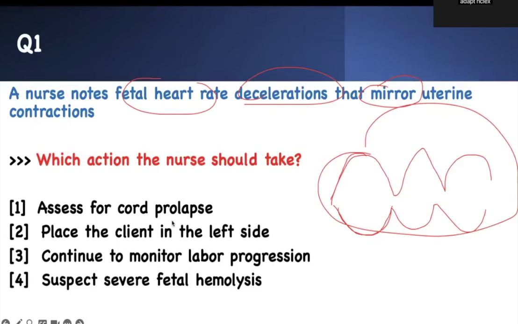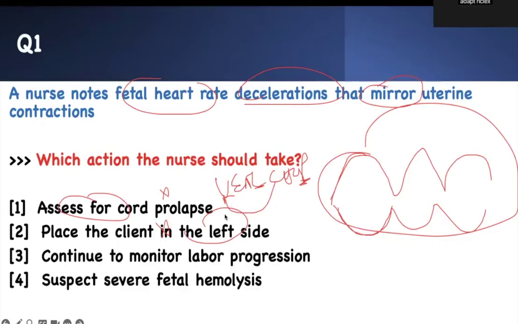A deceleration that mirrors that of the uterine contraction is an early deceleration. Therefore, I'm not going to look for cord prolapse, because I know cord prolapse usually presents with variable deceleration. Therefore, this is wrong. Place the client on the left side? Mostly, I'm talking about placenta insufficiency, and this is usually represented as late deceleration. This is no problem.